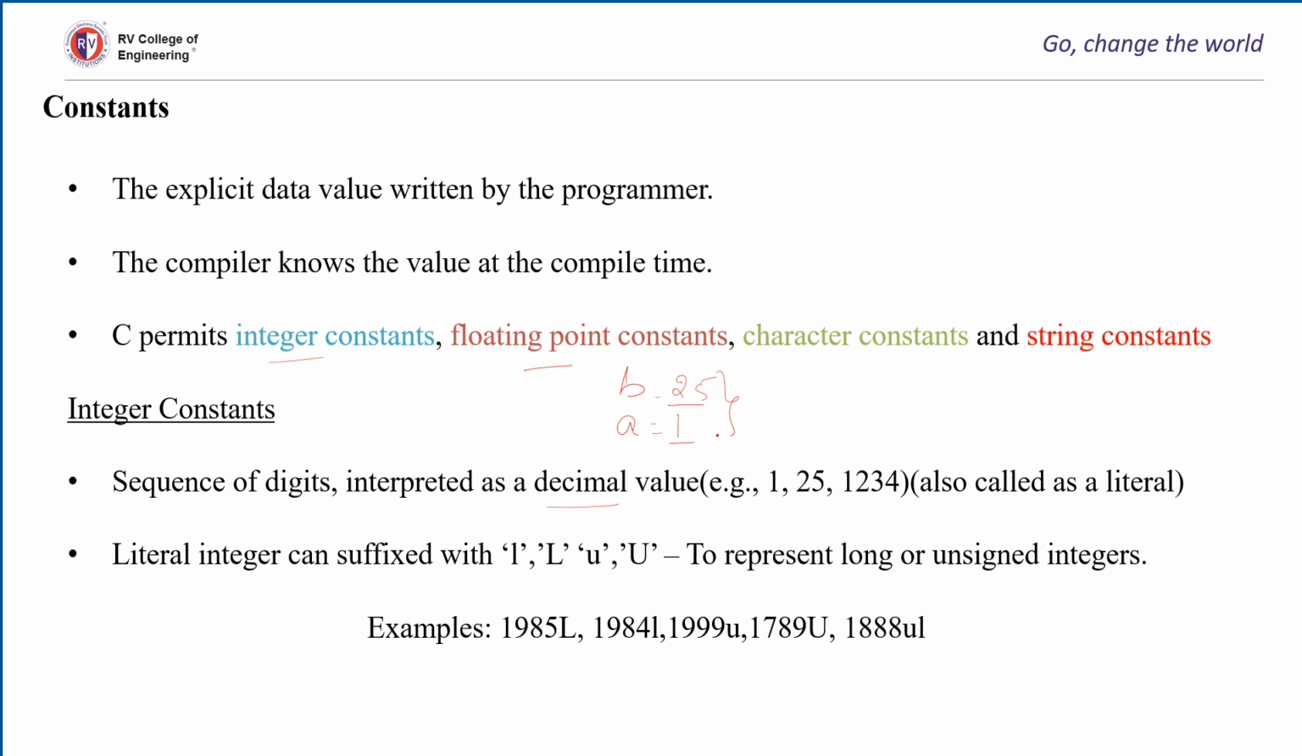We also call them literal values. That means they are literally assigned to a variable. Fine. So a literal integer can be suffixed with L, capital case L, U or capital case U to represent long and unsigned integers. For example, I can have 1985L, or 1984 small case l to indicate long, and similarly for unsigned.